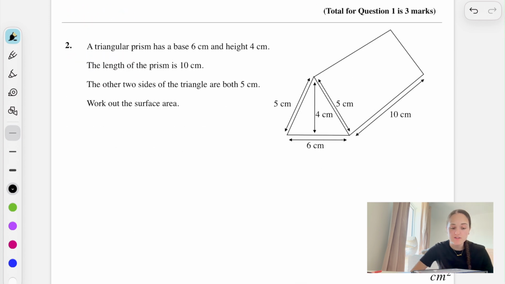This next question here, we have a triangular prism with a base of 6 centimeters, a height of 4 centimeters. The length of the prism is 10 centimeters and the other 2 sides are both 5 centimeters. We need to work out the surface area.